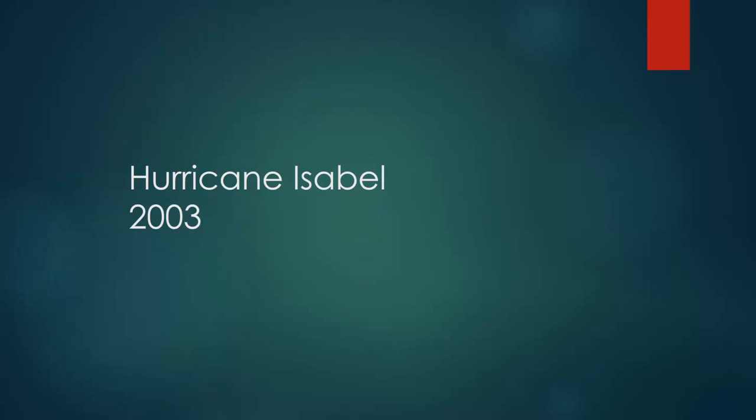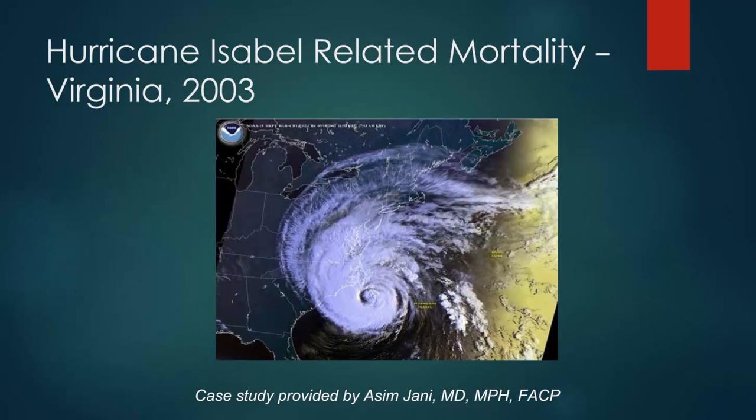The last study that we're going to discuss is based on a natural disaster. In late September 2003, Hurricane Isabel made landfall on the mid-Atlantic coast of the United States. In Virginia, epidemiologists reviewed data from the State Office of Vital Records and Health Statistics and storm assessment and emergency response reports from the governor's office.